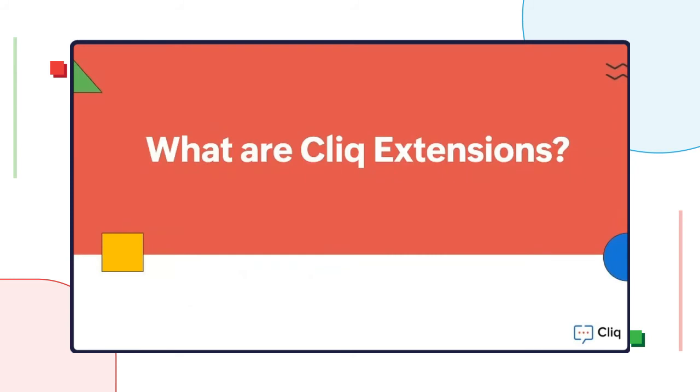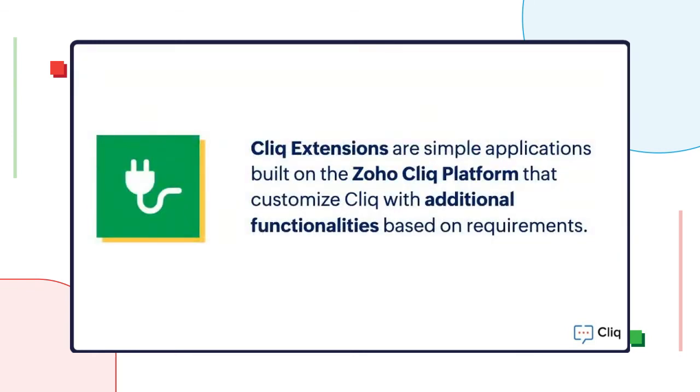So what exactly are Cliq extensions? Cliq extensions are tiny apps, very, very simple applications that are built on Zoho Cliq Platform. The reason they are built on Cliq Platform is for you to actually customize Cliq according to your personal requirements, build those extensions, and use those extensions to integrate with whatever app you want. In that case, it actually satisfies your requirement. So you get a personalized experience from Cliq using Zoho Cliq Platform.